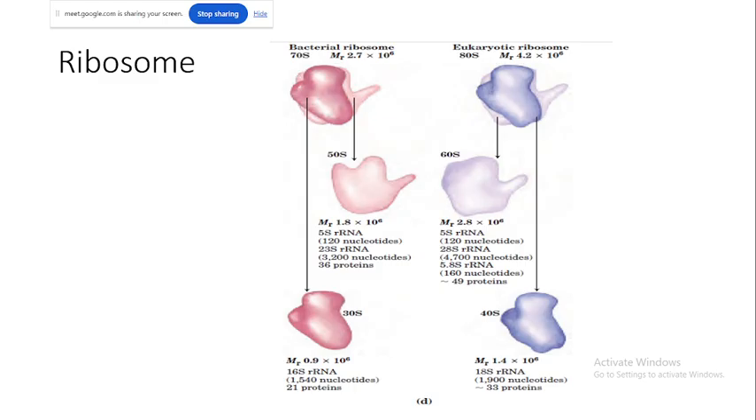Now next we will study the ribosome. Ribosome, as we discussed, is where protein synthesis takes place. So this is the bacterial ribosome, 70S, and this is the eukaryotic ribosome, which is 80S.